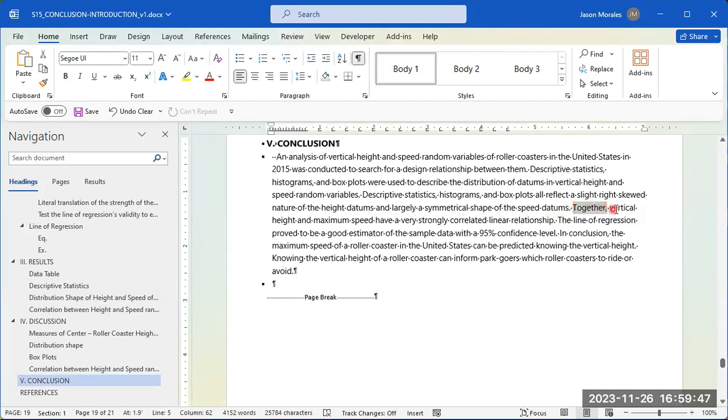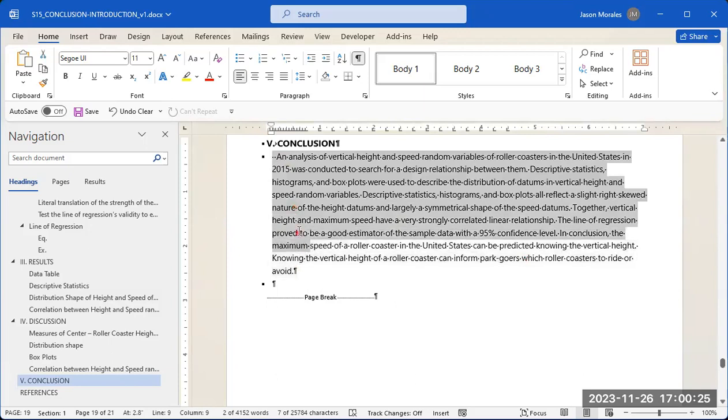Together, vertical height and maximum speed have a very strongly correlated linear relationship. So this comes from my scatter plot stuff. The line of regression proved to be a good estimator of the sample data with a 95% confidence level. In conclusion, the maximum speed of a roller coaster in the United States can be predicted knowing the vertical height. Knowing the vertical height of a roller coaster can inform park goers which roller coasters to ride or avoid.